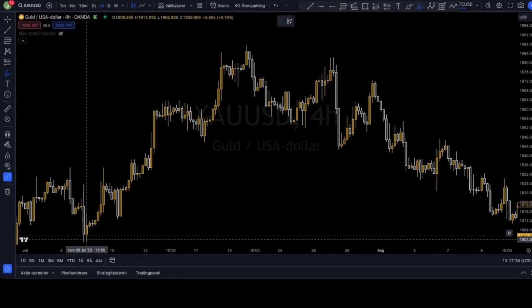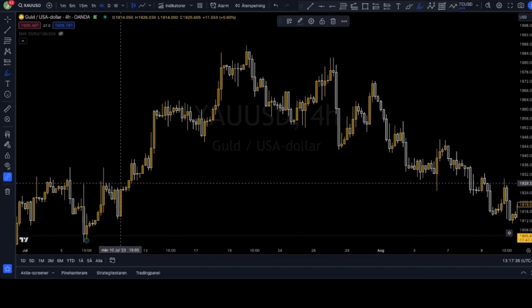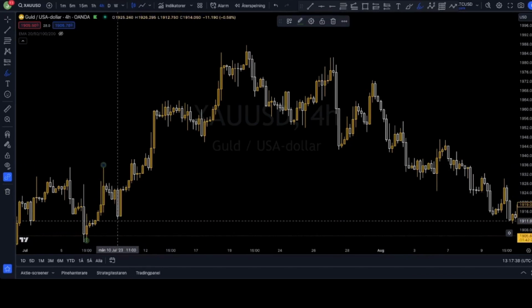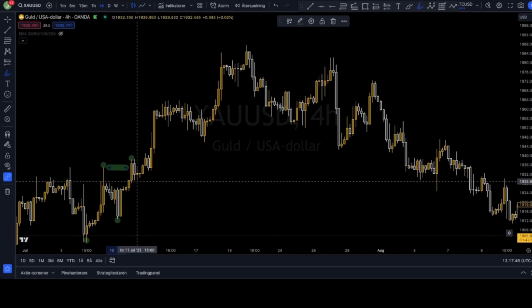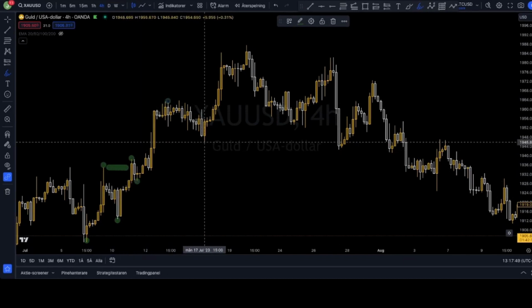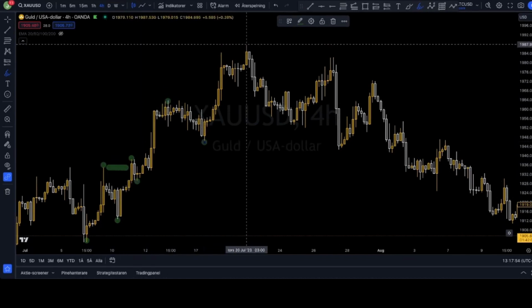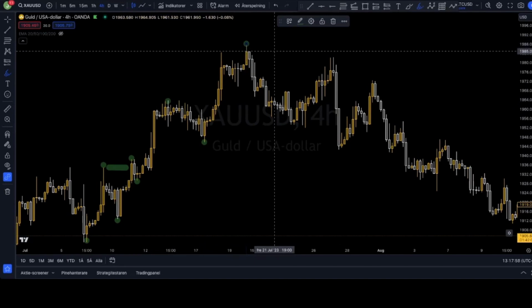So we have here, for example, a low. Let's say this is the high. We have the low, and here's the high because it broke the structure. Low, we have the high, we have the low, we have another high, and then we start pushing downwards.